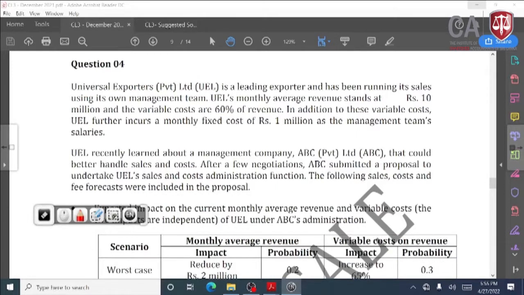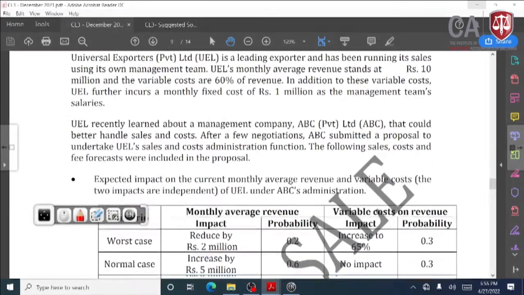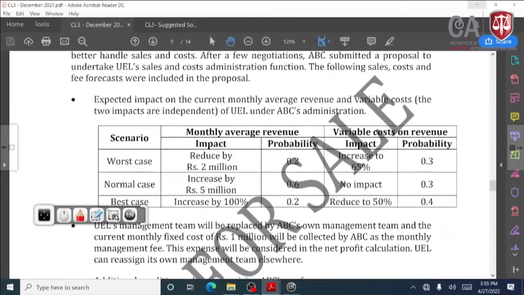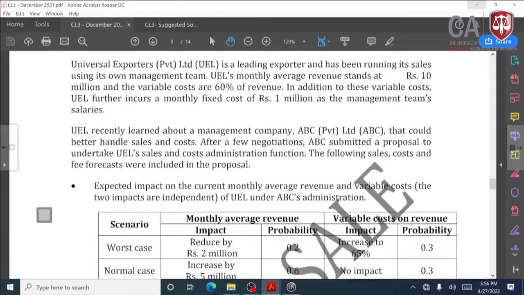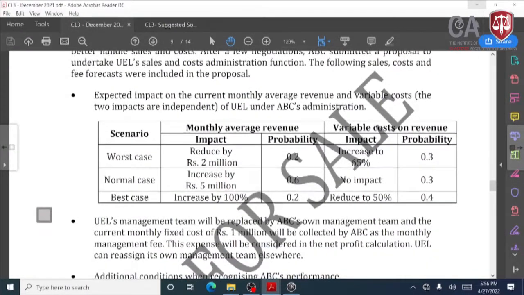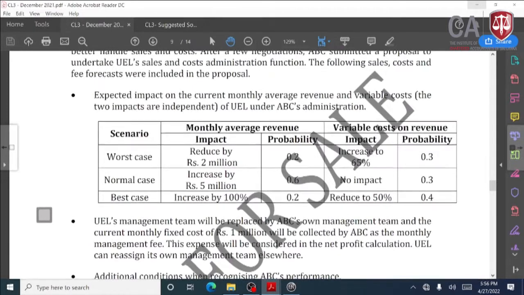Now, what they have mentioned, these are the situations. If you transfer this operation to ABC, these will be the scenarios. There are three scenarios: worst case, normal case and best case. Monthly average revenue reduced by 2 million. What does it mean? Currently you are earning 10 million revenue. In the worst case scenario, the revenue will be reduced by 2 million. That means 10 minus 2, the revenue will be 8 million.